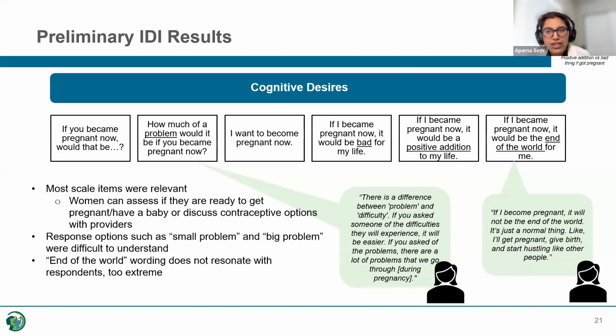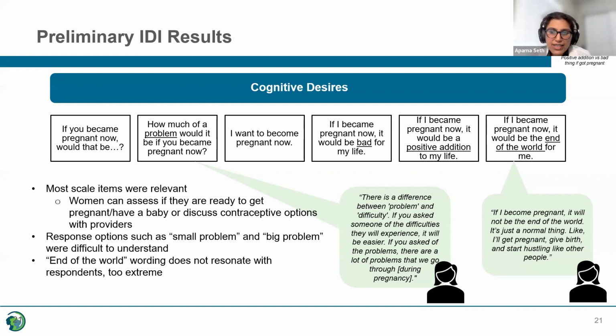Participants who were actively wanting to get pregnant were most likely to find scale items on wanting the pregnancy or having it be a positive addition to their life as more important, while women who did not want to become pregnant soon did not find such scale items important or relevant, which is expected.